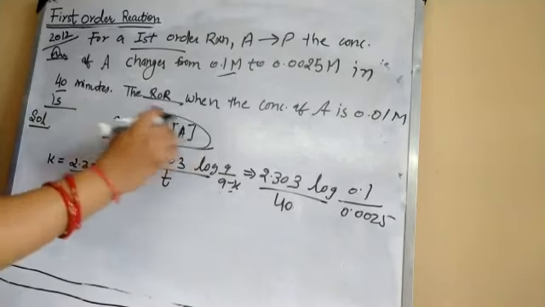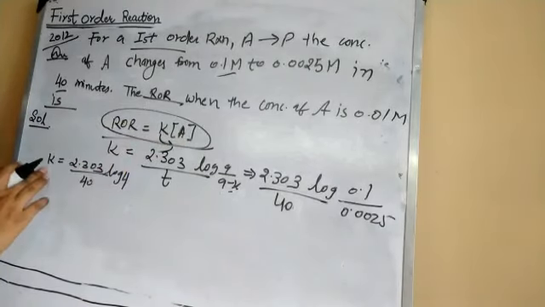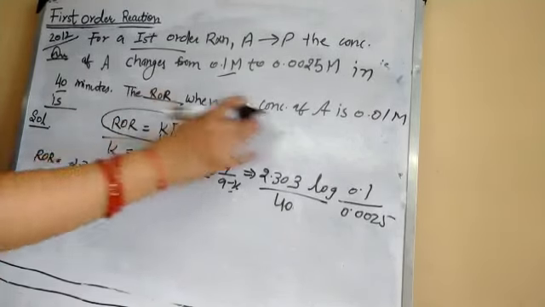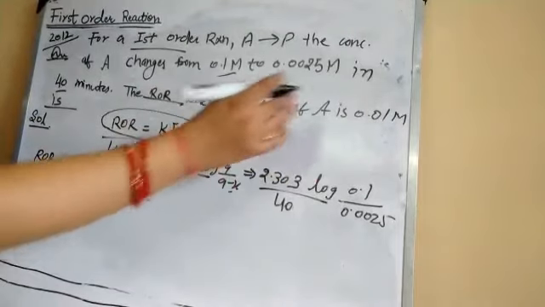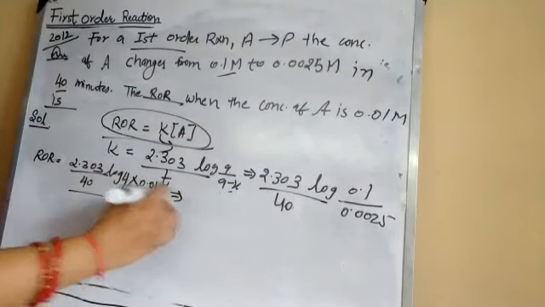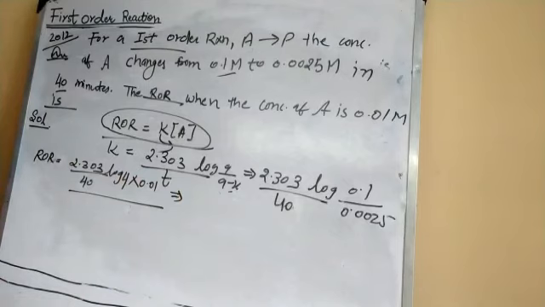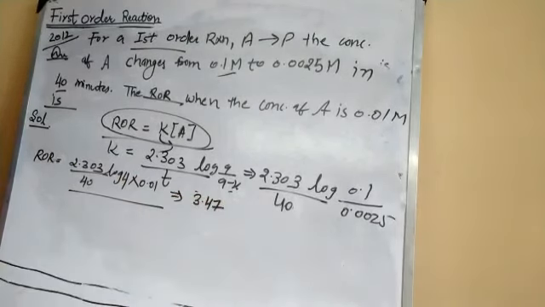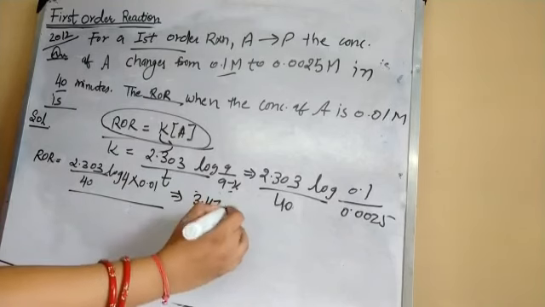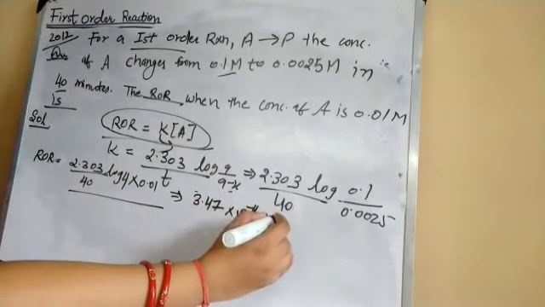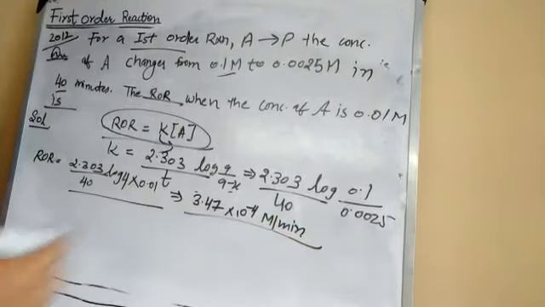Now we need this rate of reaction. So this is the k, right? So I will multiply by the concentration of A, and then I will get my rate of reaction. So this will give you the rate of reaction, and after calculation you will get 3.47 into 10 raised to power minus 4. This will be your answer.